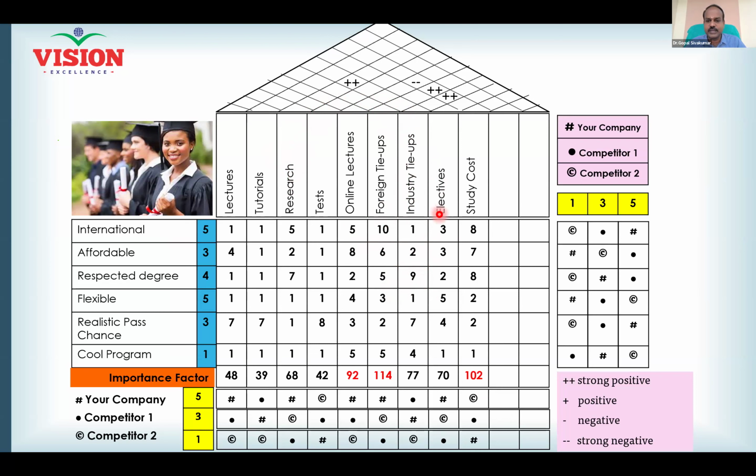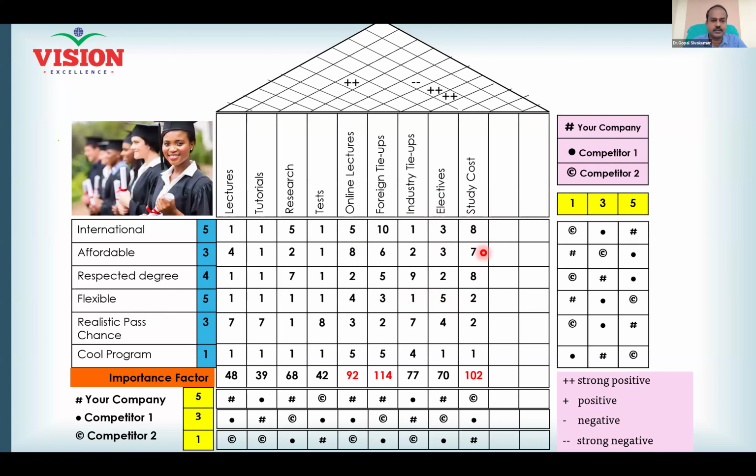Electives. Electives, where the impact will be more. Can you tell me? Flexibility. Out of the score, flexibility is given 5 for the electives, because they really have a good impact on the flexibility. So it is 5. Now, study cost.